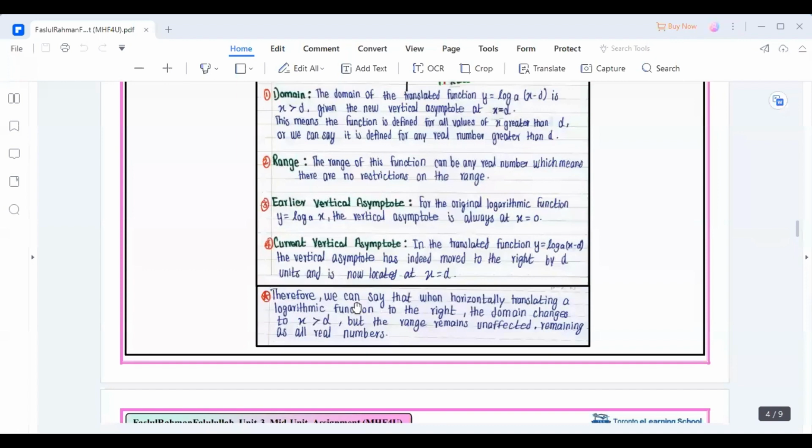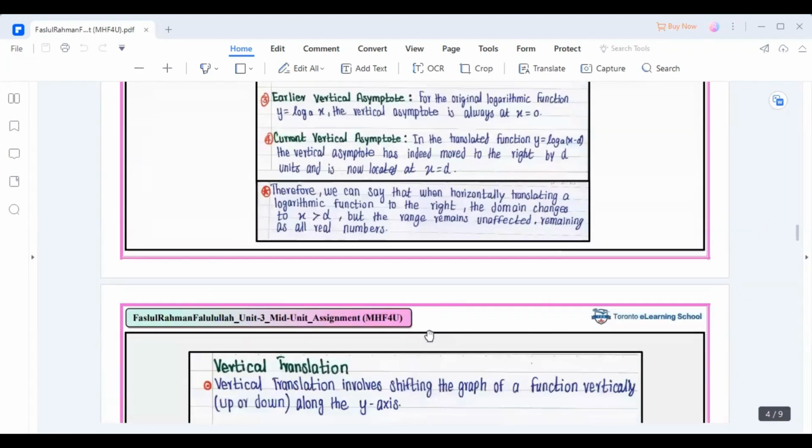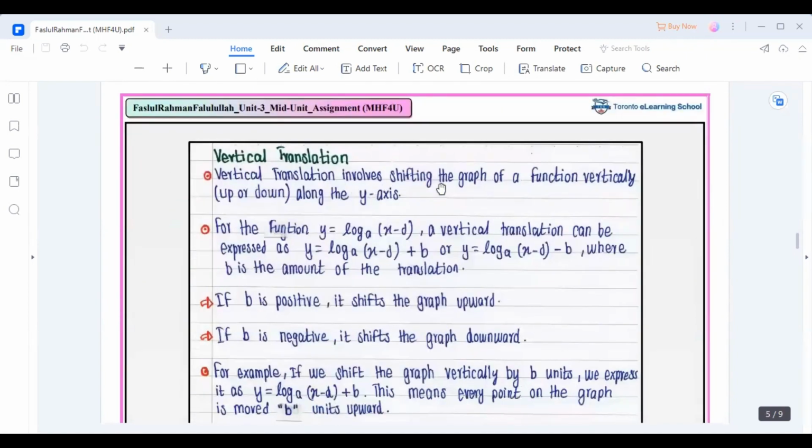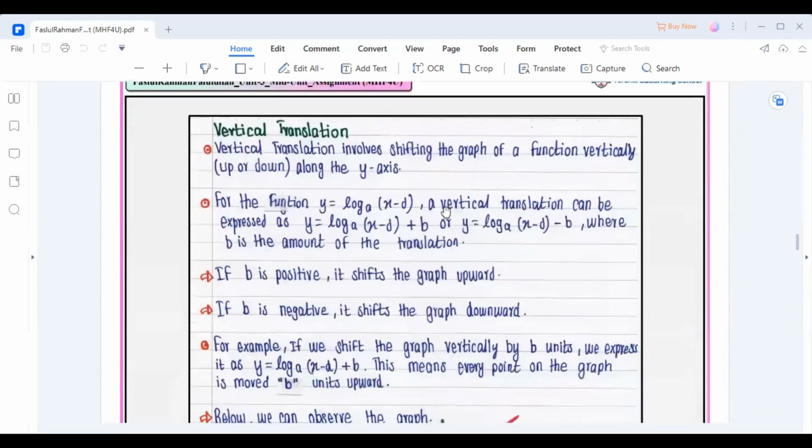So therefore, we can say that when horizontally translating a logarithmic function to the right, the domain changes to x greater than d, but the range remains unaffected, remaining as all real numbers. Next, let's move on to the vertical translation. Vertical translation involves shifting the graph of a function vertically, which is up or down along the y-axis.